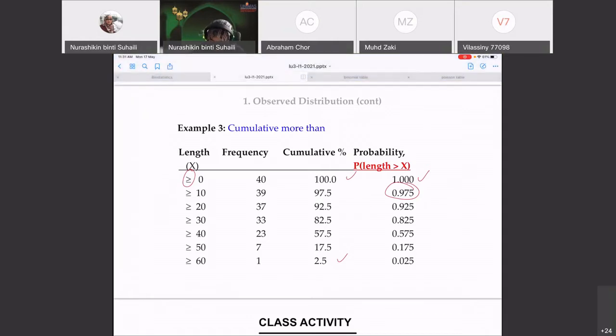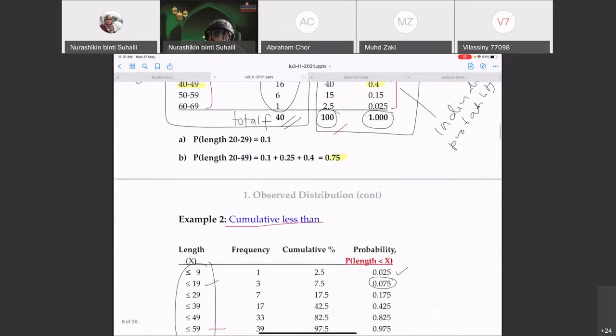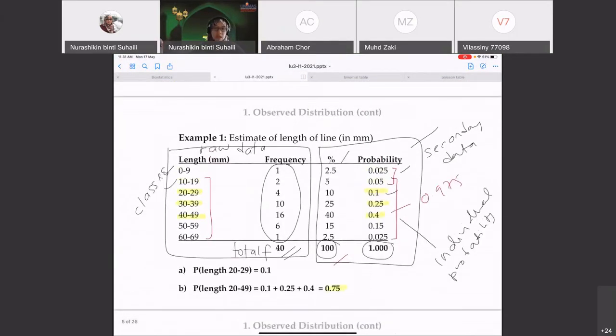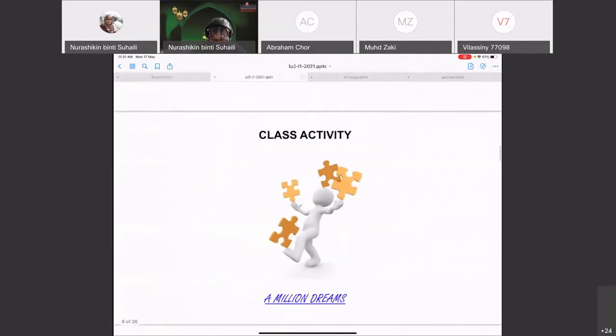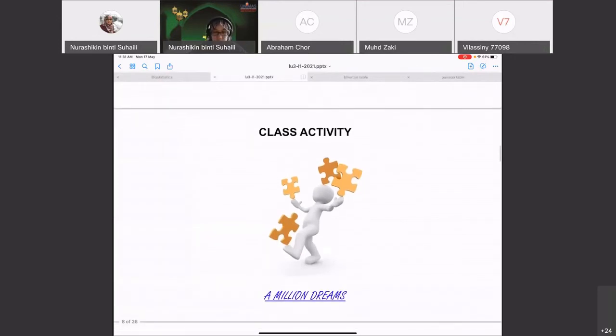Okay, any questions for this? This is observed distribution. You can see that we don't refer to any table, whatsoever. We just calculate as it is, so the distribution is called observed distribution. Right, I have an activity for you.